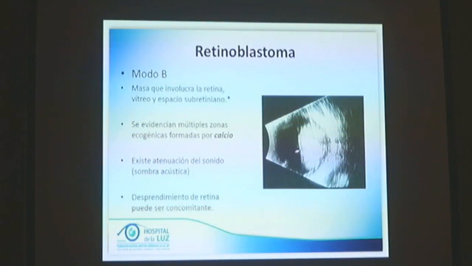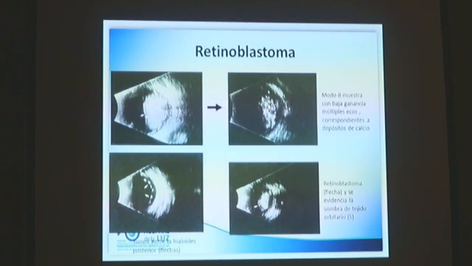Vamos a encontrar lesiones en masa que involucran la retina a nivel subretiniano, y vamos a encontrar lesiones puntiformes en el interior de la lesión. Puede tener lesiones quísticas y son lesiones cálcicas que pueden tener sombras acústicas posteriores e inclusive también desprendimiento de retina secundario. Como lo podemos ver aquí, aquí tenemos la masa, bajamos un poco la ganancia del ultrasonido y alcanzamos a ver las lesiones calcificadas típicas del retinoblastoma. Y aquí con atenuación acústica posterior.